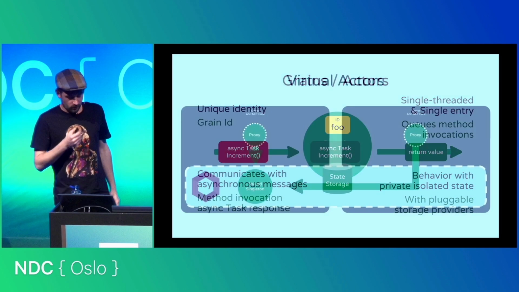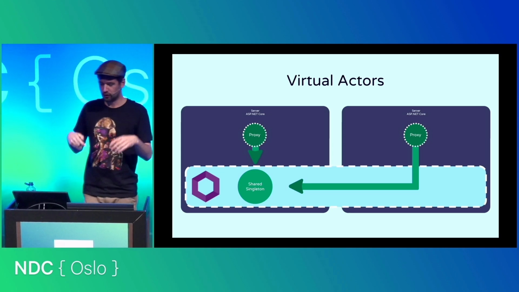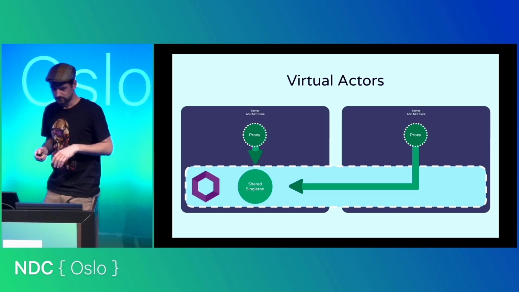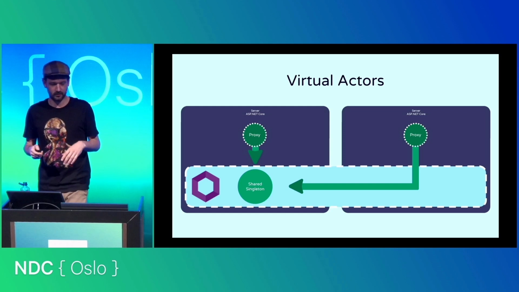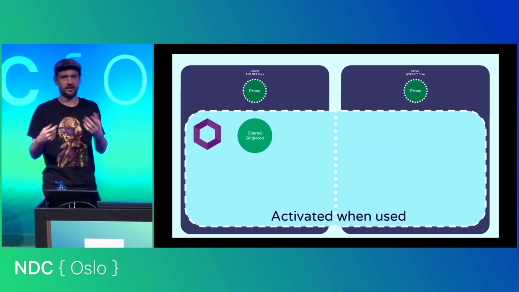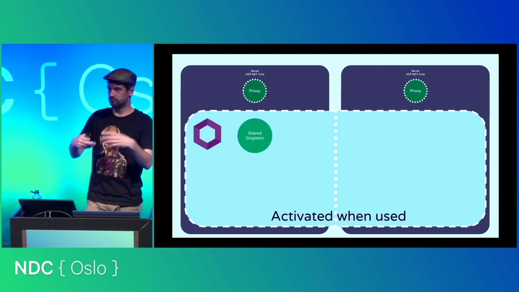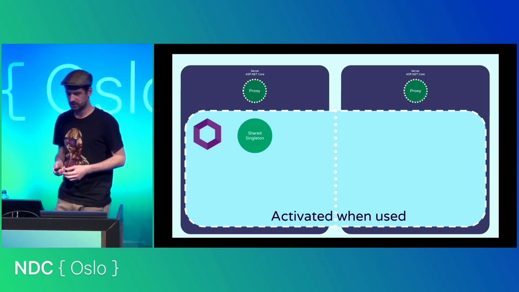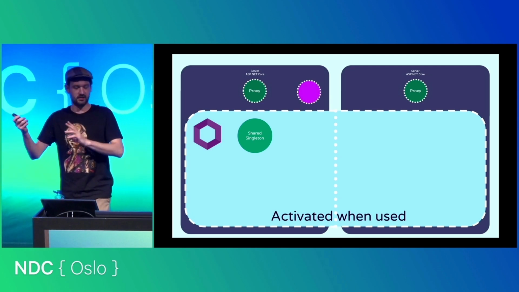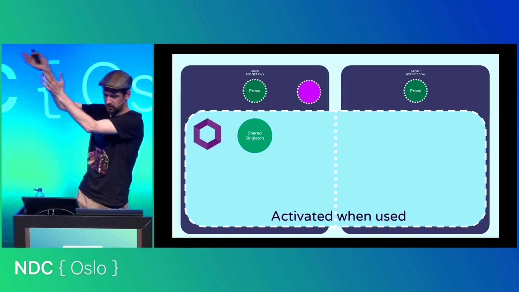Something that Orleans adds is that they are virtual. That means that the moment you call an object, it will activate it. So it will construct it and then activate that object for us. So for example, if we add this purple proxy, we're saying, oh, we want to have this purple circle.